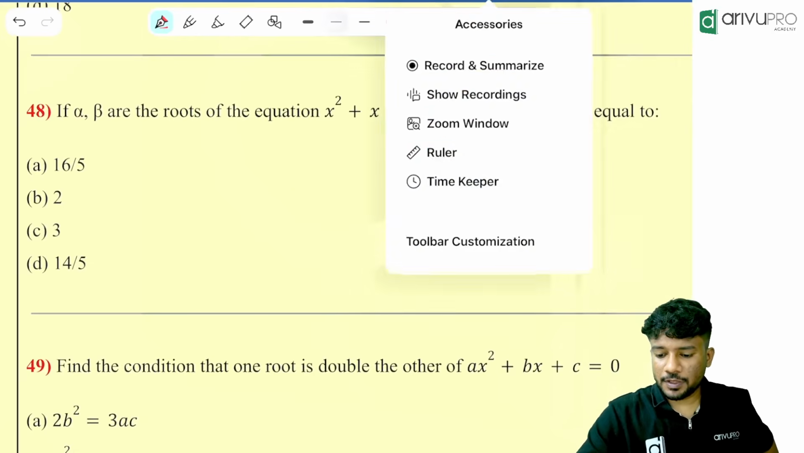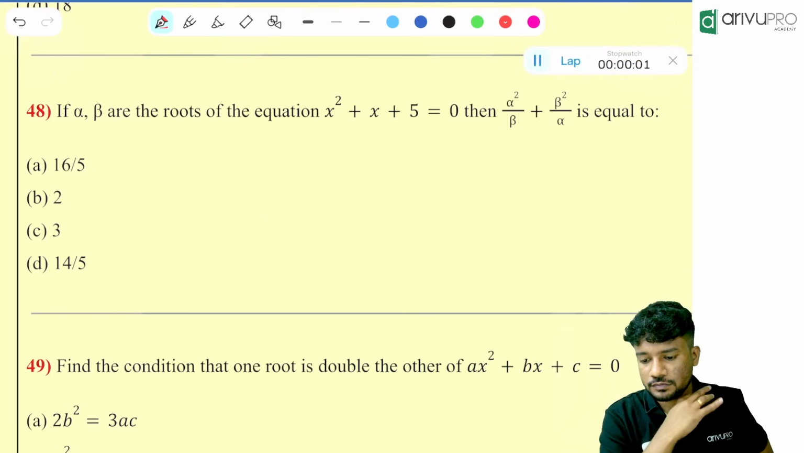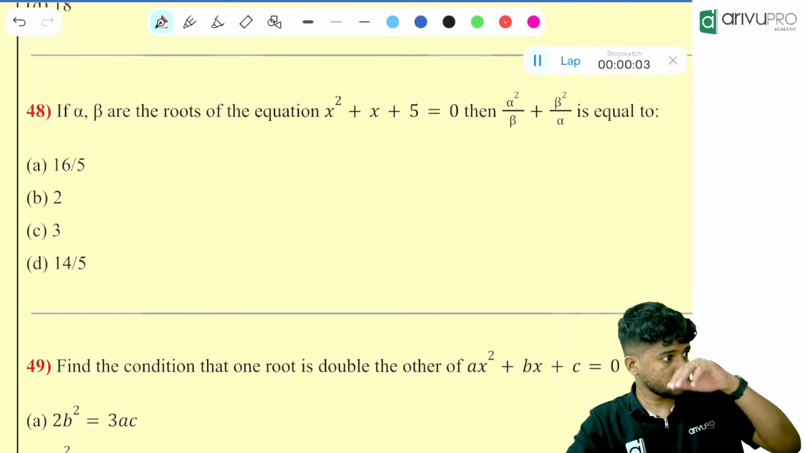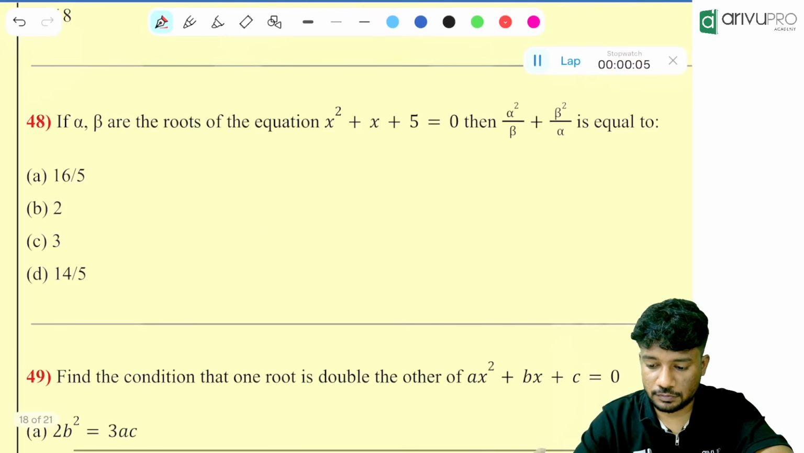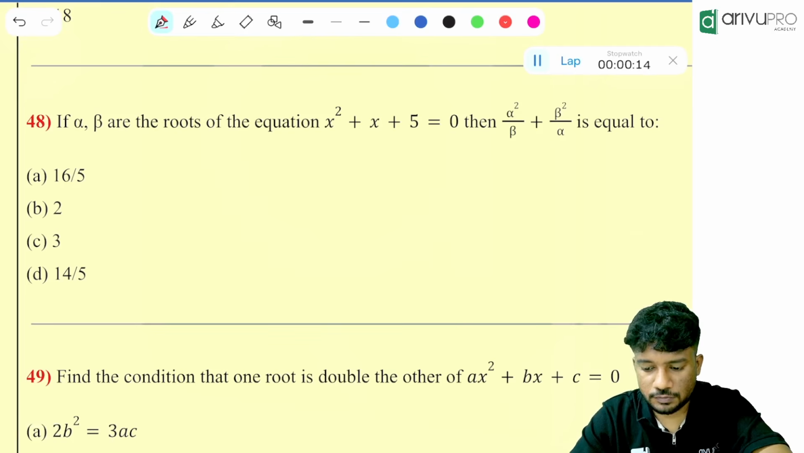Timer starts now, people. Start off. One minute you can try.